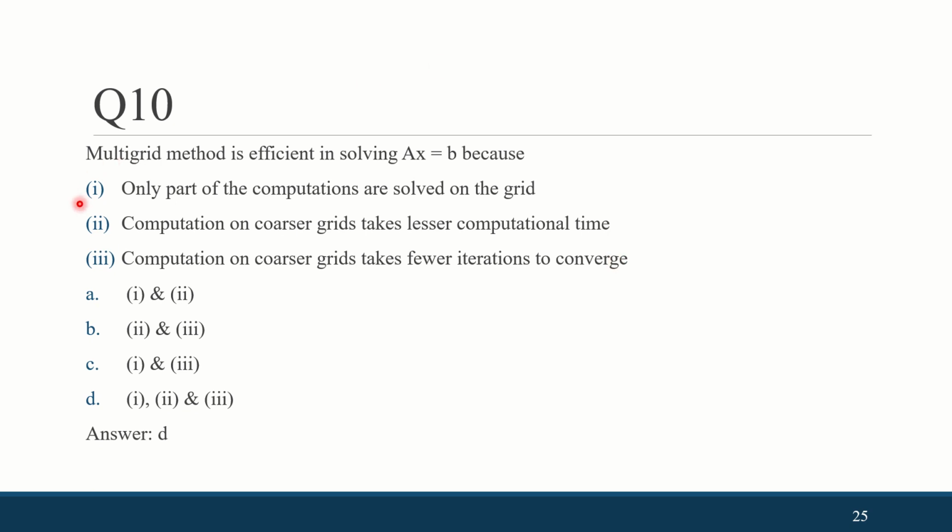So all three statements given are true. So the answer is: 1, 2 and 3 are right. 1 and 2 is right, 2 and 3 is right, 1 and 3 is also right, and 1, 2 and 3 is the right answer. That is option D is the right one. So the multigrid method is efficient in solving Ax is equal to B because only part of the computations are solved on the grid. Computation on coarser grid takes lesser computation time, and computations on coarser grid again take fewer iterations to converge. So all three statements given are right. So the answer to this problem is option D.